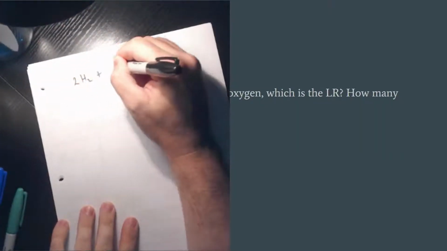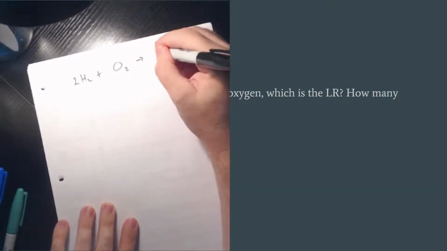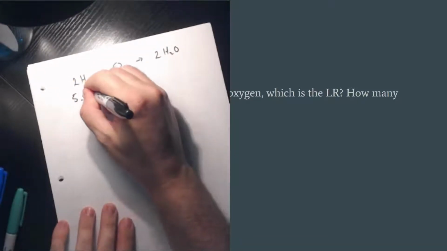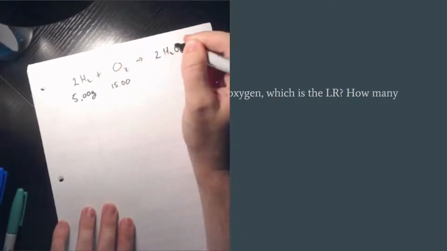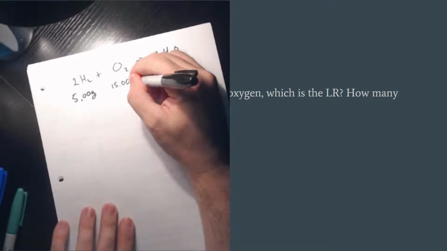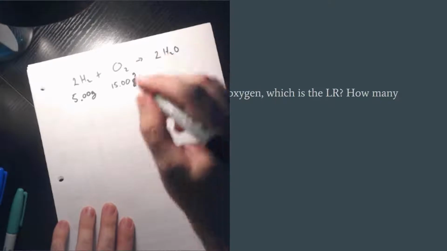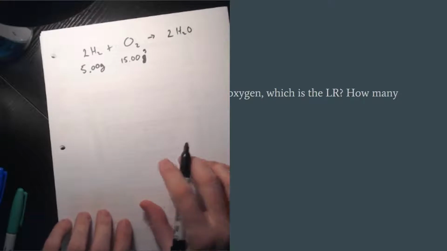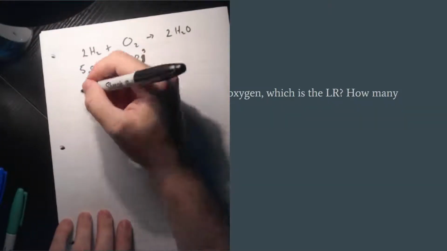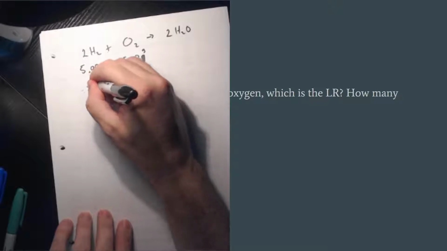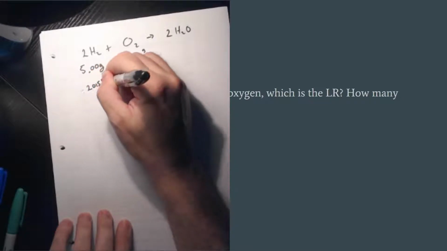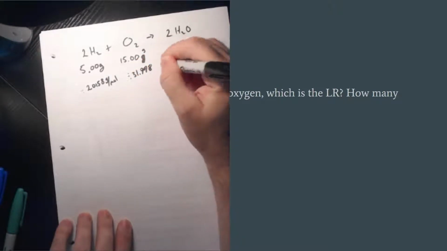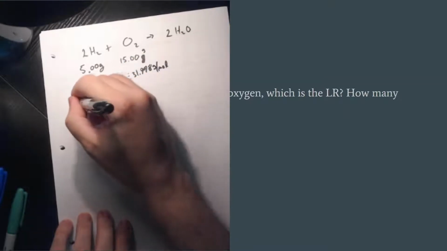Okay, so 2 H2 plus O2 yields 2 H2O. All right, so we have 5 grams of hydrogen. We have 15 grams of oxygen. This is the way I like to do limiting reactants. There are other ways. So first up, you convert both to moles. 2.0158 grams per mole for hydrogen and 31.998 grams per mole for oxygen.